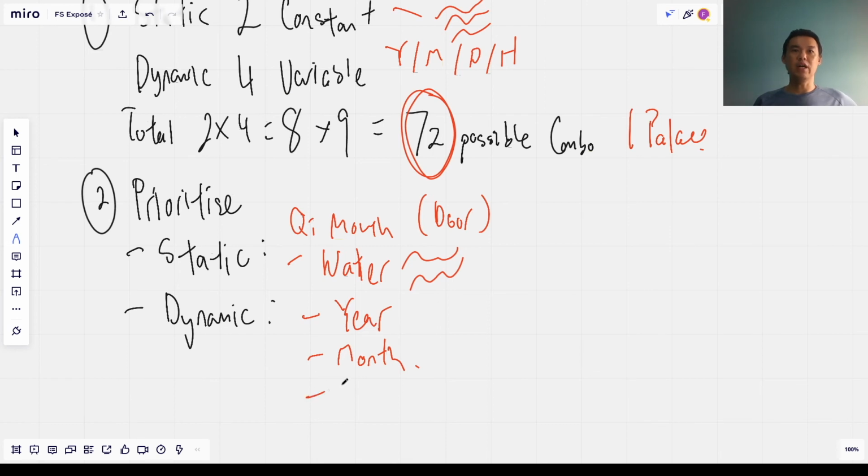As to the day and the hour, this would be more on date selection. For example, let's say we want to activate our wealth, or we want to do renovations, then we will take both the day and hour into consideration. And this one you likely need to use an app to plot. It gets too tedious to plot it by hand.